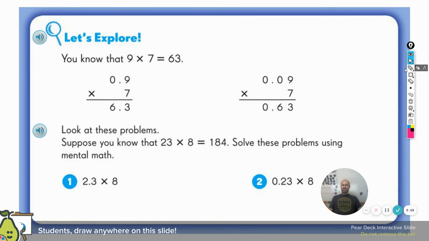9 times 7 is 63, so 9 tenths times 7 is 63 tenths. 9 hundredths times 7 is 63 hundredths. Oh, good. 23 times 8 is 184. 2 and 3 tenths times 8 is going to be 18 and 4 tenths, or 23 hundredths times 8. By the way, 184. Remember that trick where I said how many digits are behind the decimal? Boop. Right there.